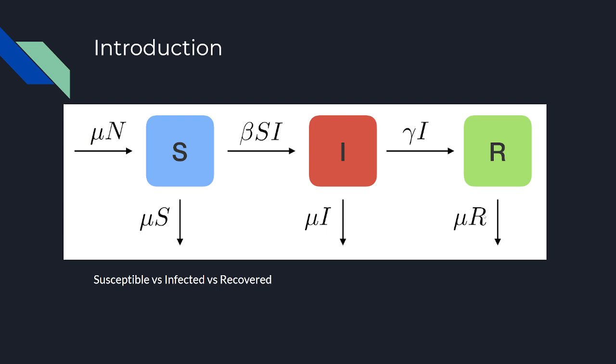The SIR model is a set of three differential equations that describe how diseases work and how they change over time among people. Everybody starts off susceptible, everybody gets infected, and then everybody recovers. That's how it works.